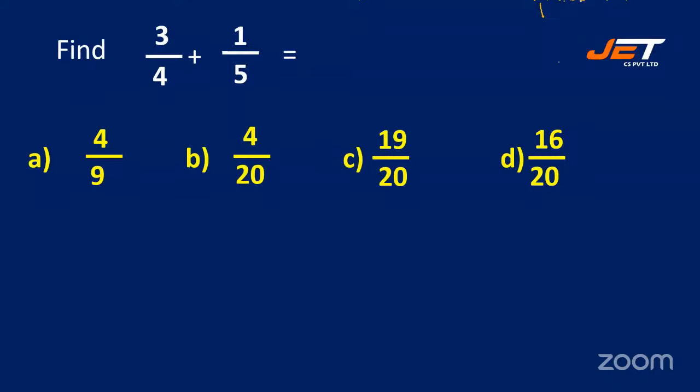So 3 by 4 plus 1 by 5. Okay. So it is 15 plus 4 by 20. 15 plus 4. So 19 by 20. Option C is the correct one.